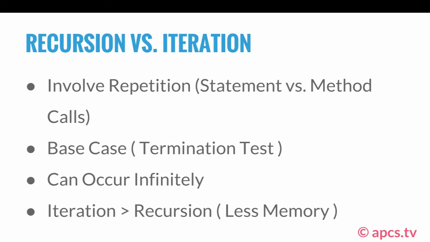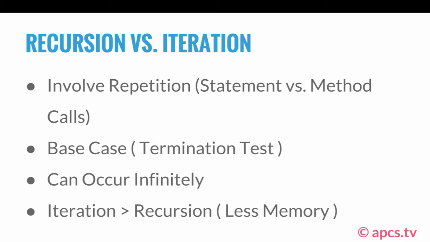Now let's finish off by comparing recursion with iteration. Both of them have repetition. With recursion we have method calls, where we're calling the same method within a method, while with iteration we have a statement like a for loop or a while loop. And there's often a base case or a termination test. So that occurs both with recursion and iteration.